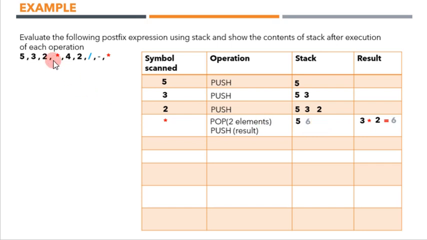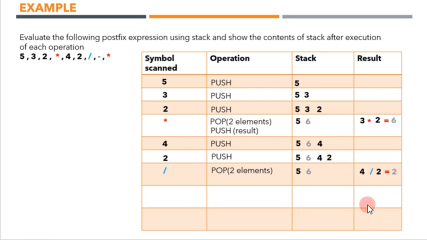Cool. That's it. Now moving ahead, what's the next symbol? 4. 4 is simply pushed into the stack. So 5 and 6 were there, and 4 is pushed onto the stack. Next is 2. Again push. 5, 6, 4, and 2 comes into the stack. Moving ahead, now it's an operator, division. So what has to be done? Yes, popping has to be done. How many? Yes, 2 elements have to be popped out, because division is of course another binary operator. So 4 and 2 are taken out, perform the calculation, find the result and push this result back into the stack.